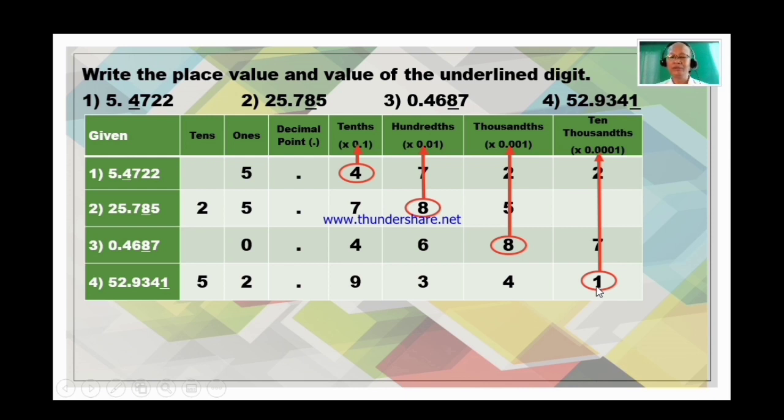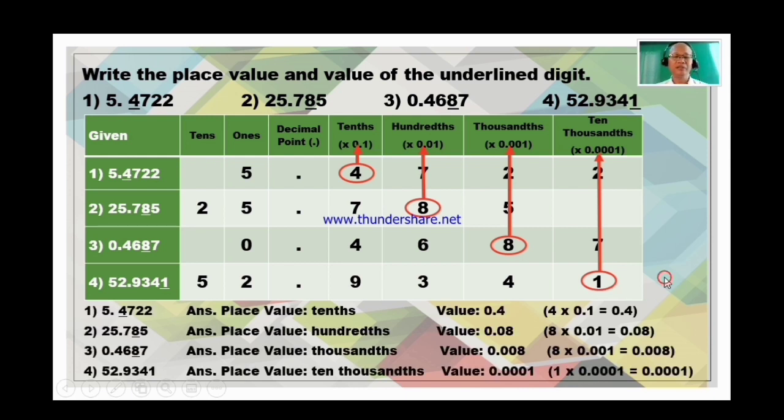0.0001. 1, 10 thousands. Okay, I will show you the answer. Okay, that is the answer. Number 1, we have tenths. What is the place value? Tenths, correct. Then how are you going to write? 0.4. Okay, no more writing the other number at the back.